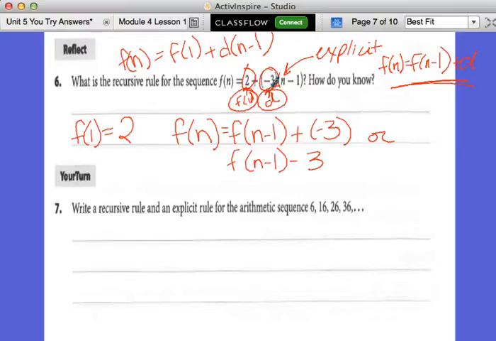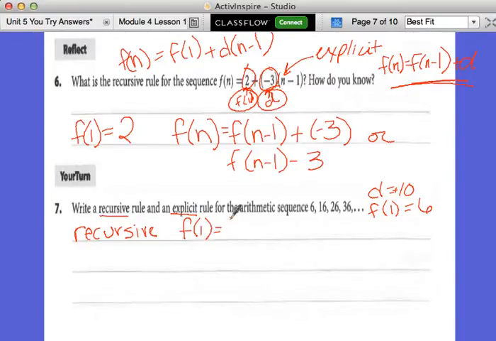Okay, so now we're going to write a recursive rule and an explicit rule. I want you to pause and come back and check your answer. So we have to find the common difference. The common difference in this case is 10, and we're going up 10, so it's a plus 10. And our f of 1 is 6. So for our recursive, we first have to tell that f of 1 is equal to 6. And then our function is f of n equals f of n minus 1 plus 10.